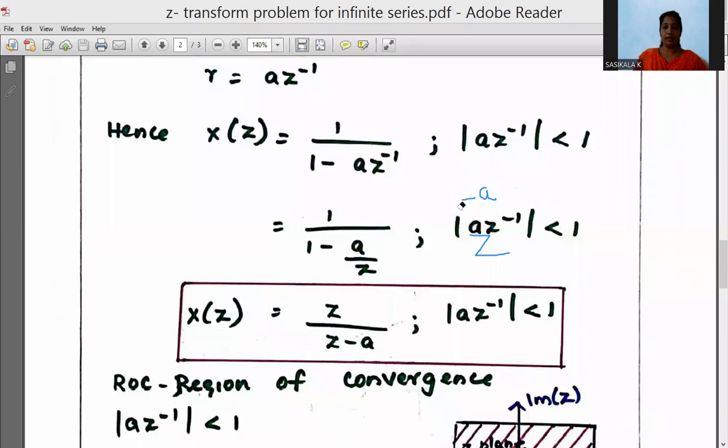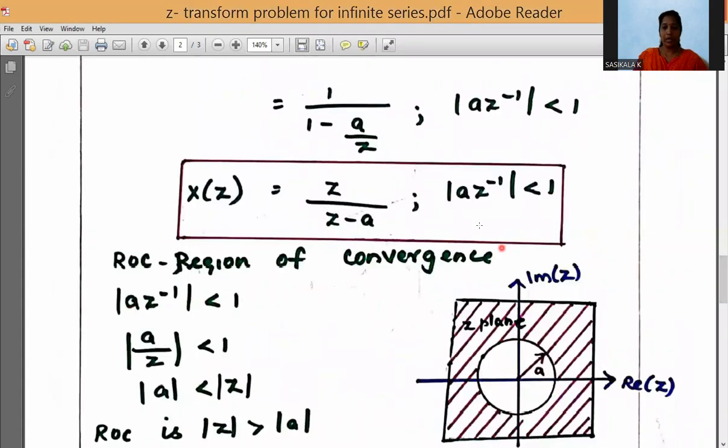And now we need to find the ROC, that is the region of convergence. So the given ROC is mod a z inverse less than 1. So z inverse can be written as 1 by z, that is mod a by z is less than 1, or mod a is less than mod z. So on the left hand side, the z is in the denominator, so when it goes to the right hand side, it goes to the numerator. So mod a is less than mod z, or we can say mod z is greater than mod a.